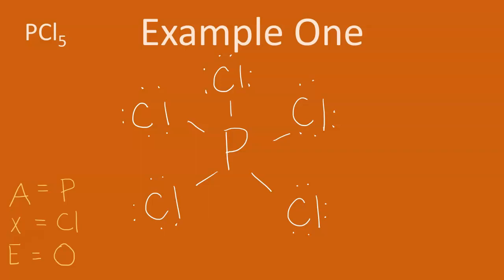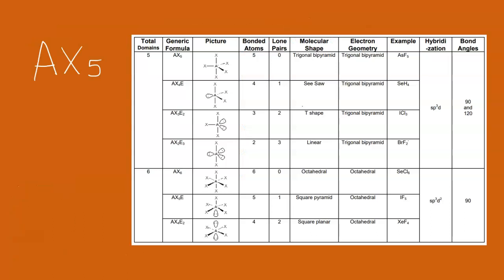So if we write out our formula, what we're calling AXE notation, we're looking at an AX5. There's no E. So AX5 is what we're looking for. If we have AX5, we're going to go to our generic formula column and look for AX5, and there it is. So we have all the answers going across to the right. We have the picture, we have the bonded atoms, we have the lone pair, we have the molecular shape, electron geometry, all the things we want to know, hybridization, bond angles. You're going to need all that stuff when you're working in your molecular modeling lab.